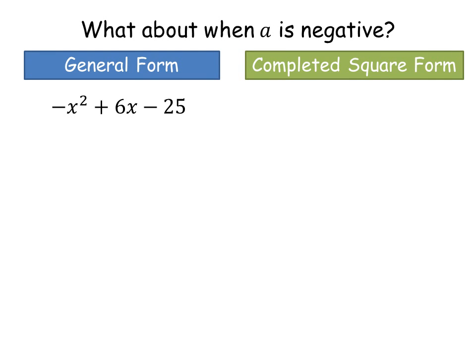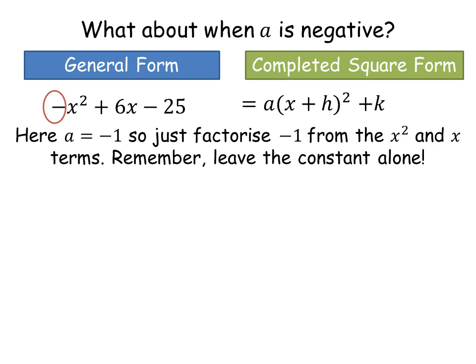Suppose we had negative x squared plus 6x minus 25. Well, all that means is that a is equal to negative 1. Remember, the 1 there is implied. You don't actually have to have written the numeral 1. So factorize negative 1 from the x squared and x terms. And remember to leave the constant alone.